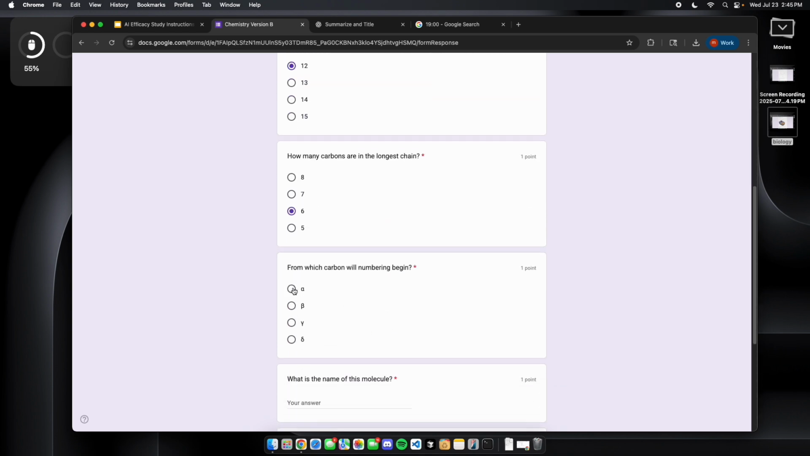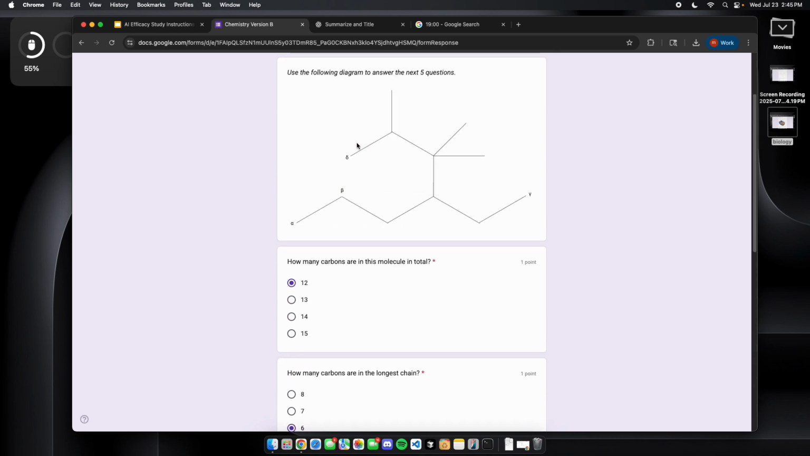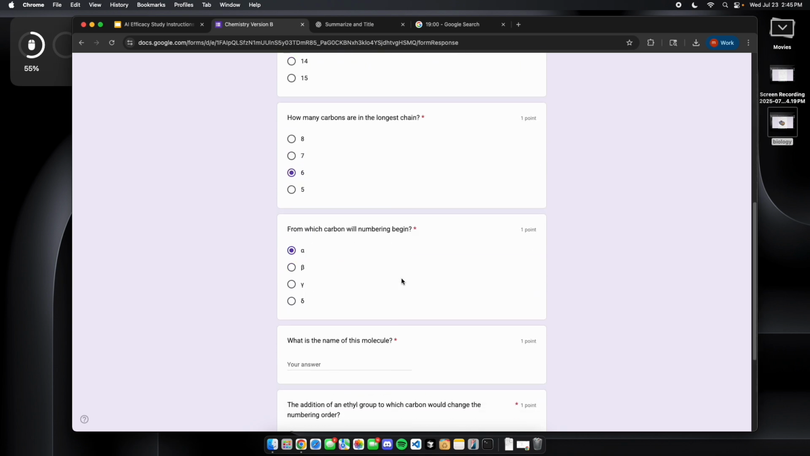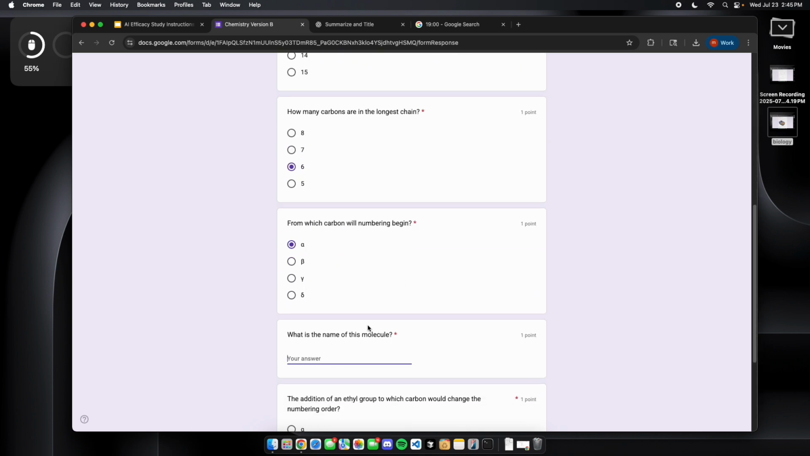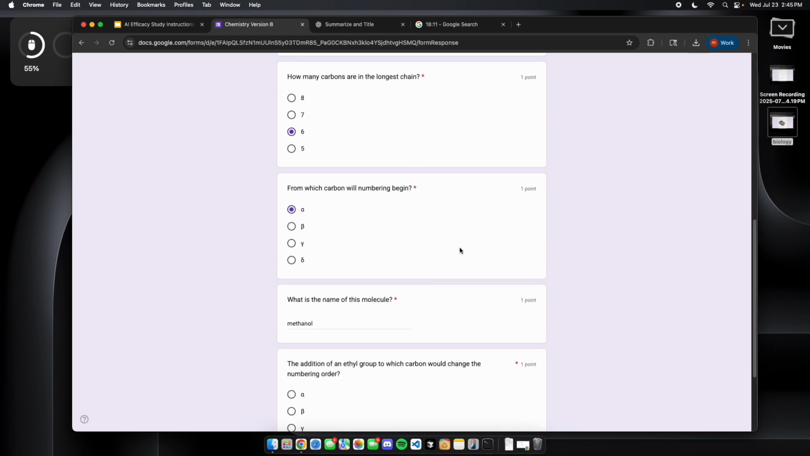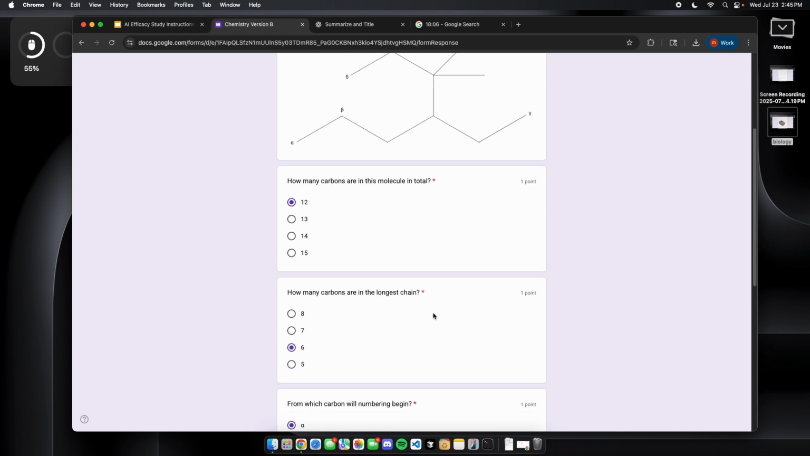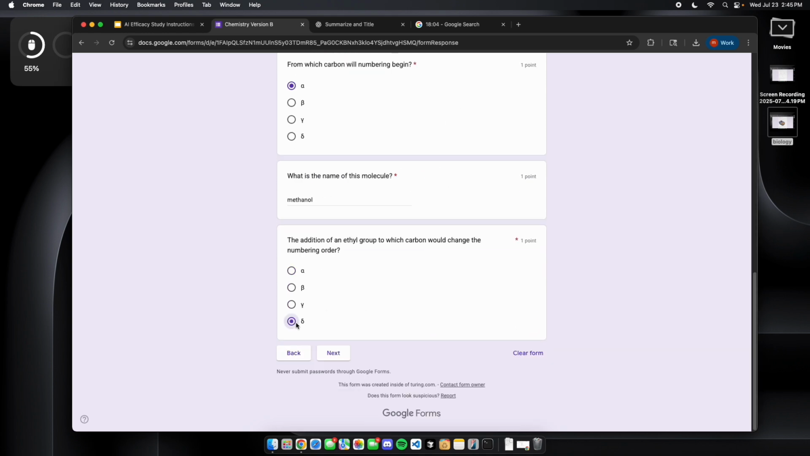From which carbon will the numbering begin? A. Or we can also start at this, I think. 1, 2, 3, 4, 5, 6. Addition of an ethyl group to which carbon would change the numbering order? I think this one.